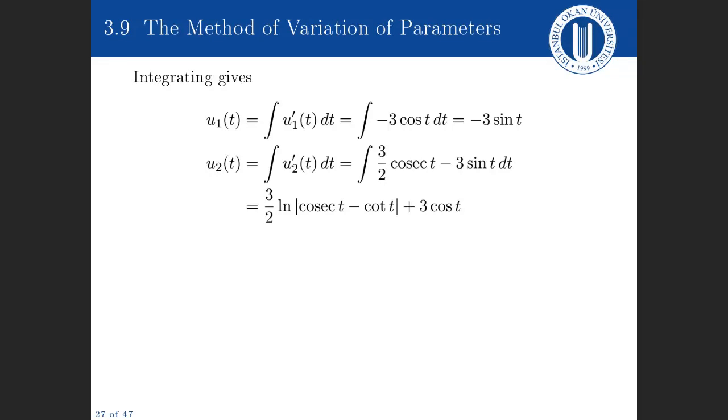And u2 will be the integral of 3 over 2 cosec t minus 3 sine t. And that is 3 over 2 natural log of the absolute value of cosec t minus cotan t, plus 3 cos t. And then we have all that we need.